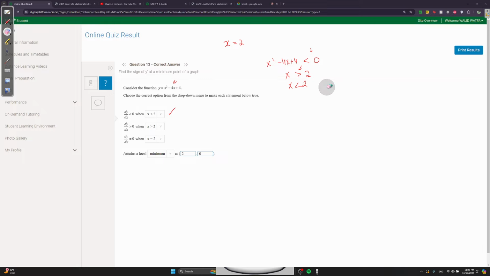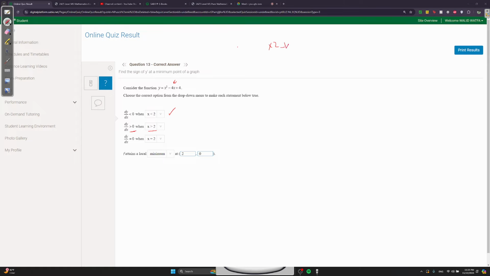Oh, wait, no. What am I saying? It's less than 0 for x less than 2, right? And then greater than 0 when x is greater than 2. So you get what I mean? Because the solution is 2, so you just substitute x with 2. Let me re-explain, I explained it in a very bad way.